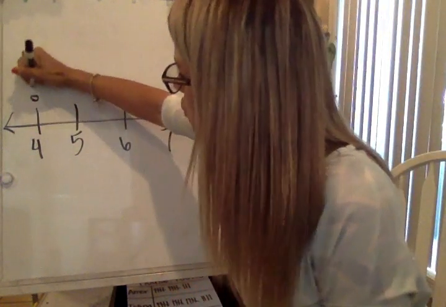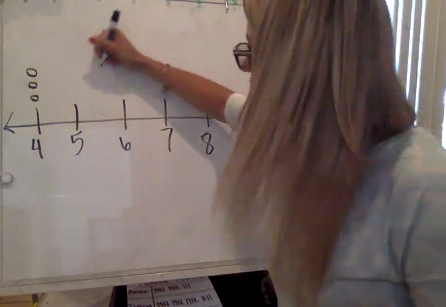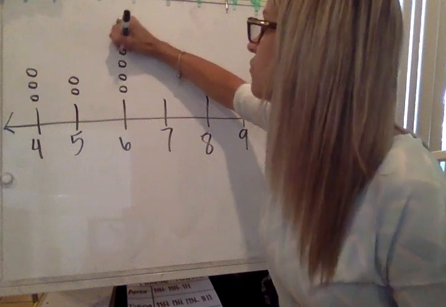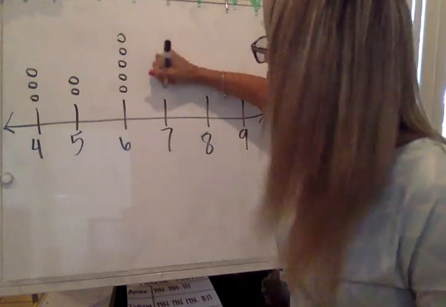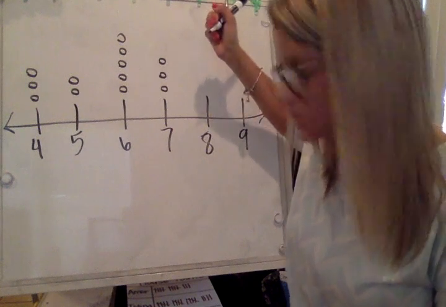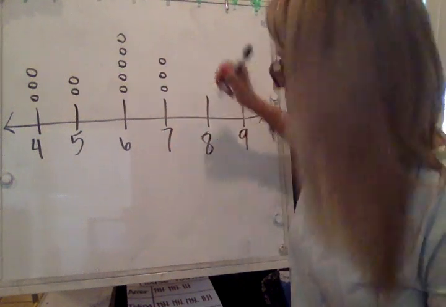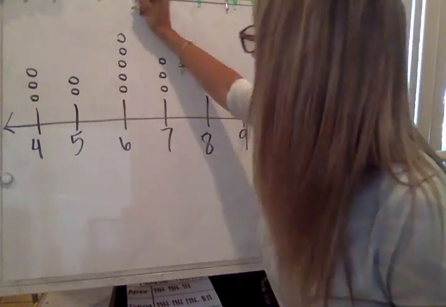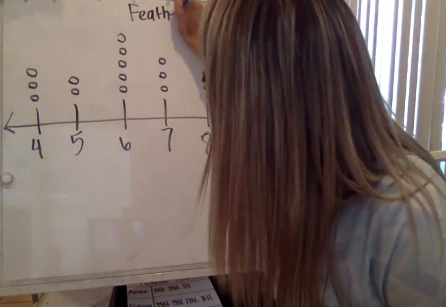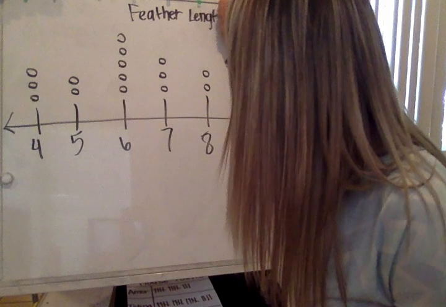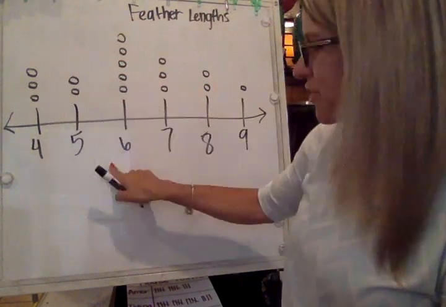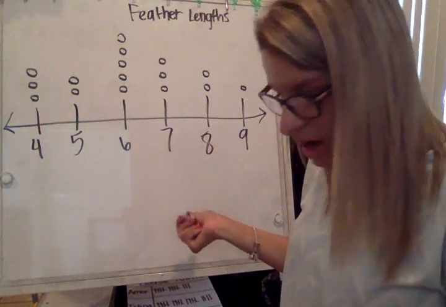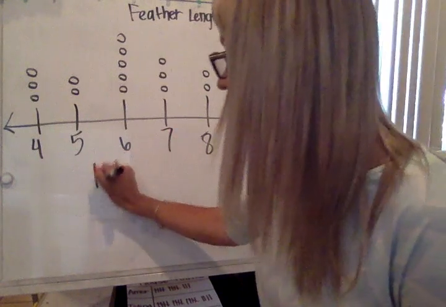4 has 3 circles, 1, 2, 3. 5 has 2. 6 has 5 of them, 1, 2, 3, 4, and 5. 7 has 3. We'll fill in the spots of the title and the label in just a second. Then we've got 2 and 1. It says the top is feather length. So each of these are representing feathers, and then down here it will tell you what the numbers 4, 5, 6, 7, 8, and 9 are talking about, and this is how many centimeters.